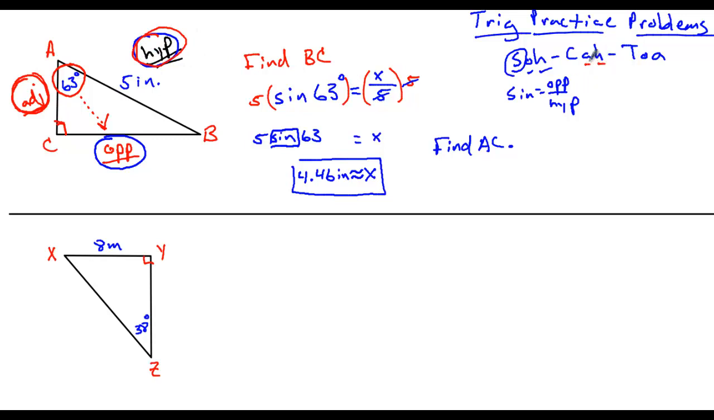So I want to do whichever method involves using the adjacent and the hypotenuse, and that is the cosine. And I know that cosine equals adjacent over hypotenuse. So I write cosine 63 degrees equals, now not x, because I already used x, so the adjacent is y over the hypotenuse, which is 5. And then just like before, I'm going to multiply both sides by 5. And I'm going to get 5 cosine 63 equals y.